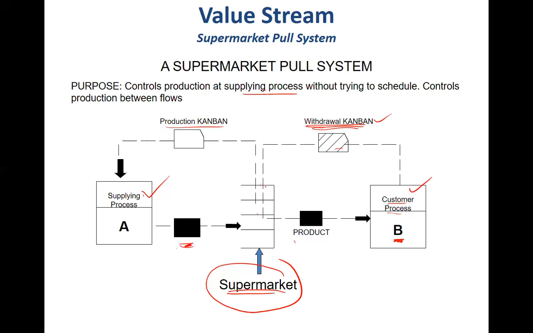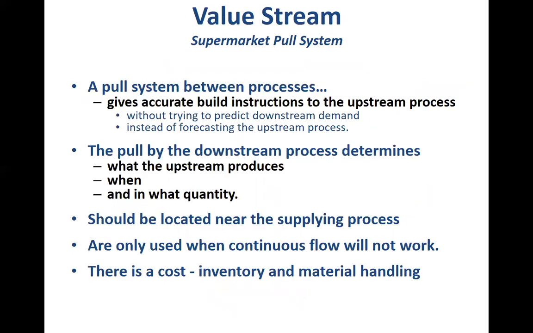So then that product is brought back to the supermarket and it's kept in that supermarket to be used by the customer process later on. So this is the way a supermarket pull system works, and it helps in coordinating the upstream and downstream processes. Now, the pull system between processes helps us get accurate build instructions between the two processes, specifically to the upstream process. The supplying process knows how much to build without trying to predict downstream's demand.